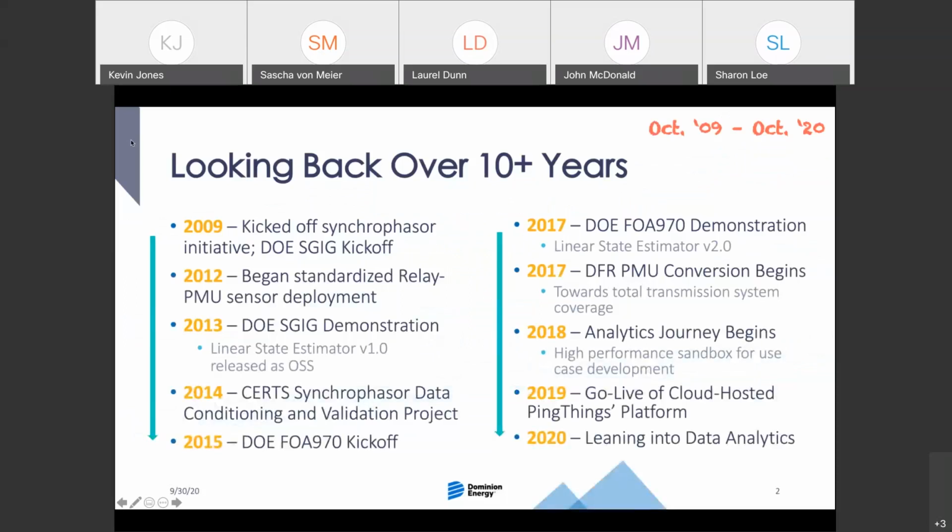I alluded to the fact that we've had a very long history in synchrophasors, we as in Dominion Energy, but also me personally. The story begins for Dominion and me in the exact same year. My very first semester of grad school, I was indoctrinated into the world of synchrophasors back at Virginia Tech, and have really watched it evolve both at the community level and at Dominion over that time period.